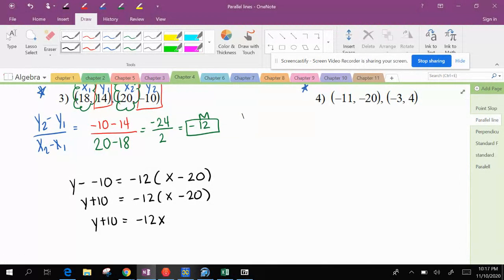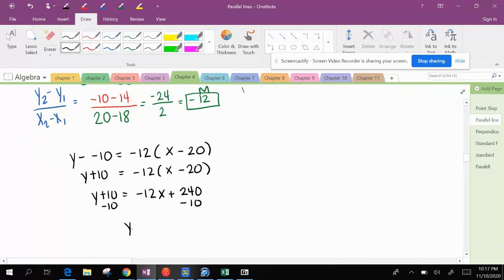Let's see what that is. Times 20 is a positive 240. I subtract 10 because I'm combining like terms. So y equals negative 12x plus 230. Large y-intercept, well, that's all right. Doesn't matter.